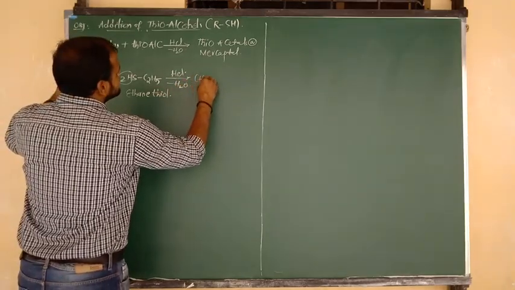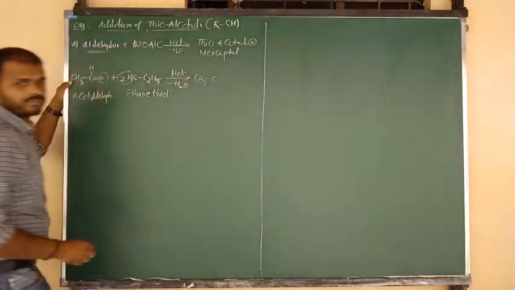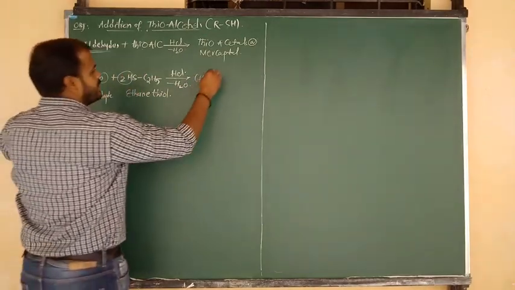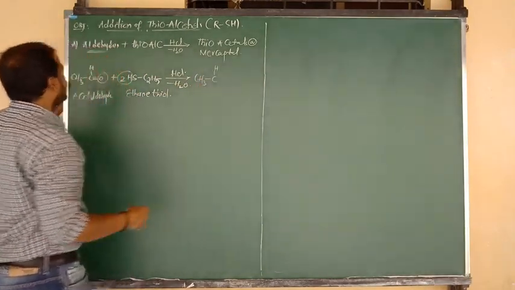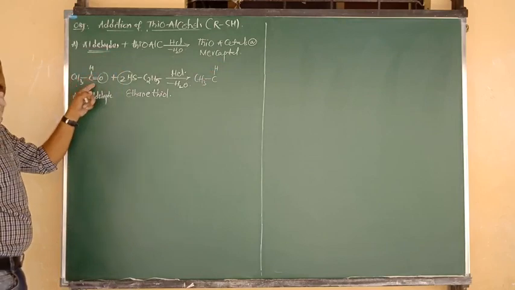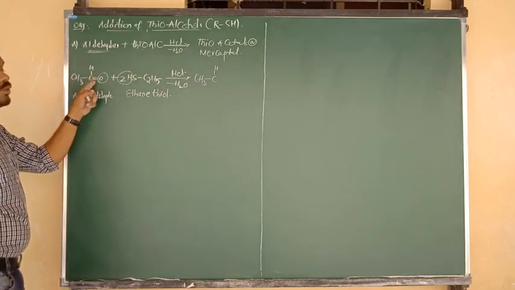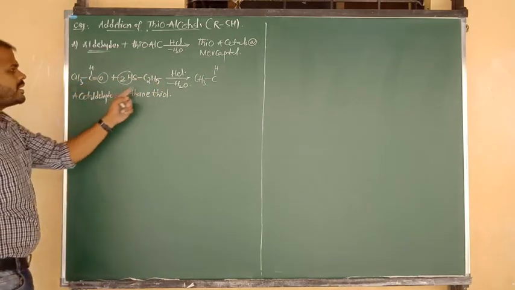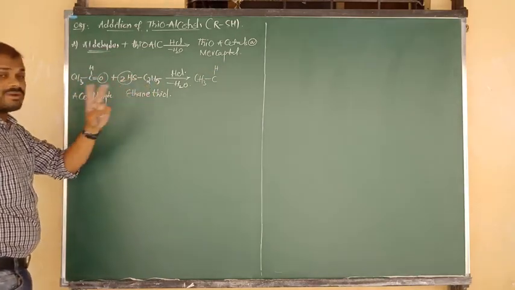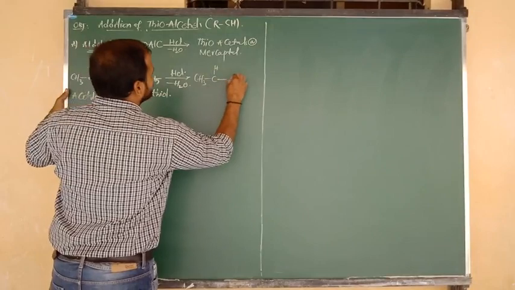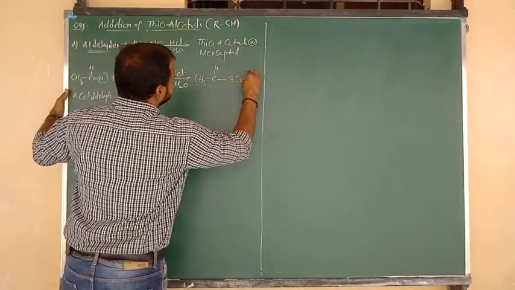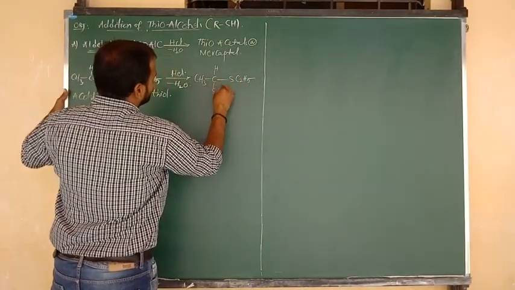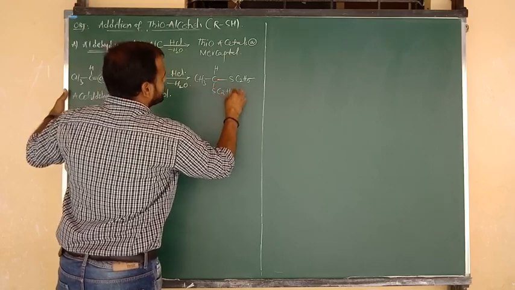Remaining is CH3 bonded to C, above the plane H. I am going to write it as it is. So here how many bonds are vacant? After removal of oxygen, 2 bonds are vacant. So one bond combines with SC2H5, another bond combines with SC2H5. We have taken 2 moles. So here we write SC2H5, and here also SC2H5.